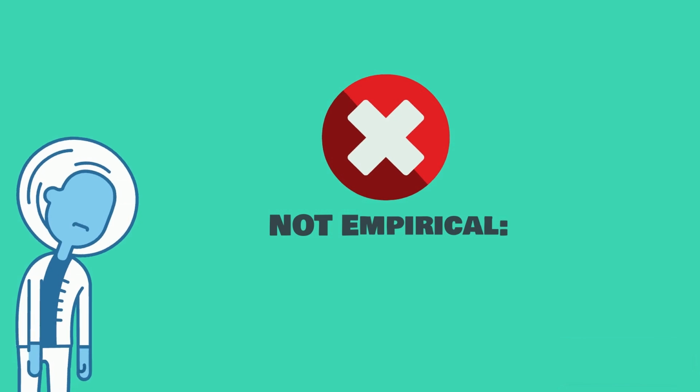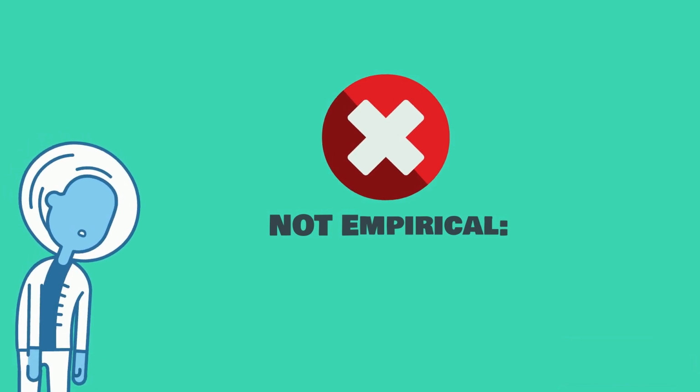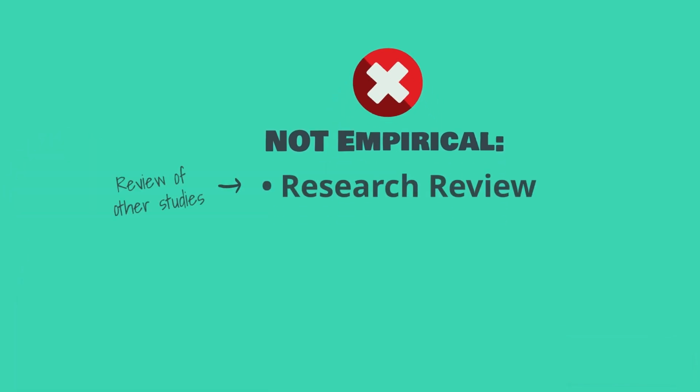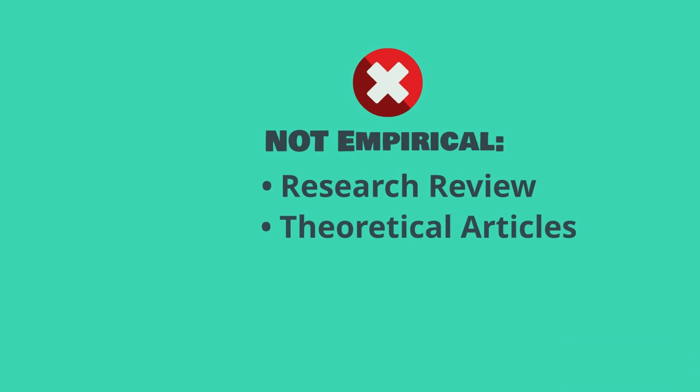To contrast, here are two other types of articles you might find that are not empirical. Research review articles are based on reviews of previously published empirical studies. This is secondary research, not primary. Theoretical articles discuss new or existing theories or ideas. They provide examples to support their theories, but these are not based on empirical evidence such as surveys and experiments.